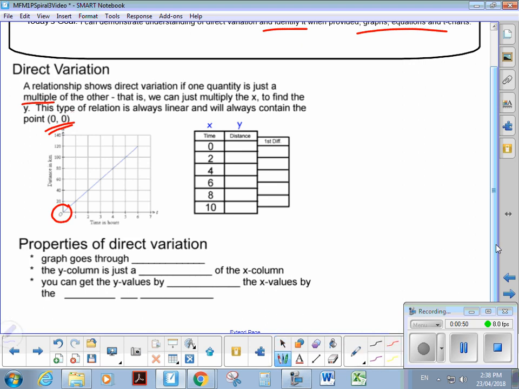So let's take a look at the t-chart here. I'm going to build the t-chart from my graph. At x equals 0, the y value is 0. At the x value of 2, the y value is 40. At 4, it is 20, 40, 60, 80. At 6, it's 120. So what is the pattern here?